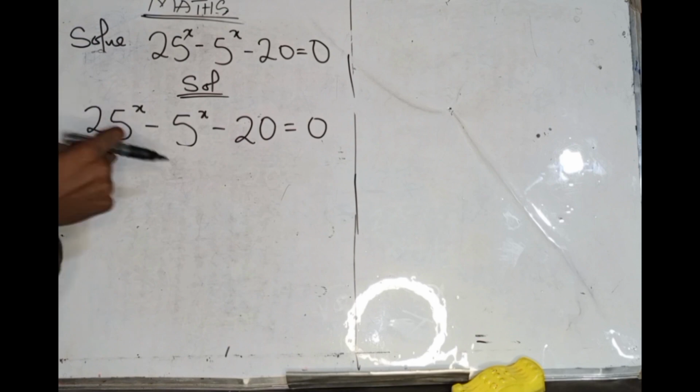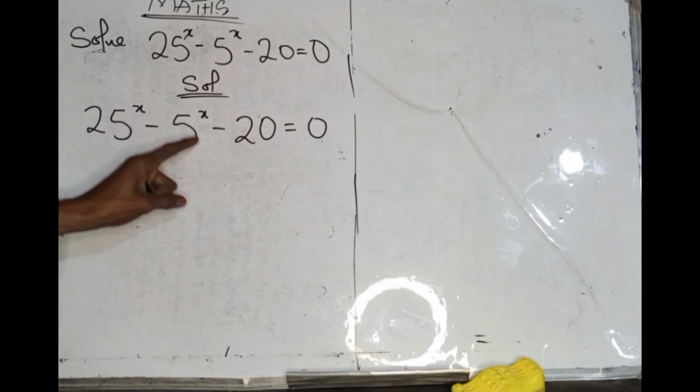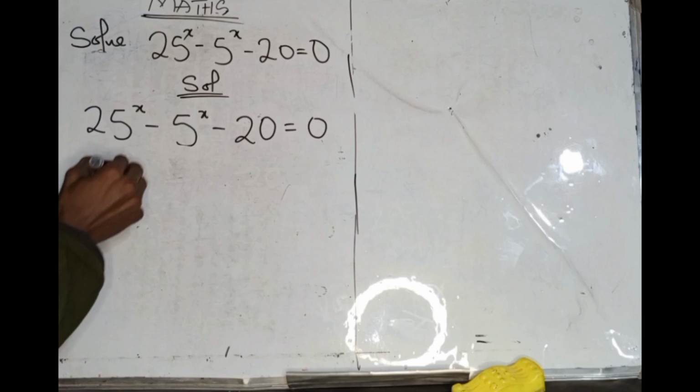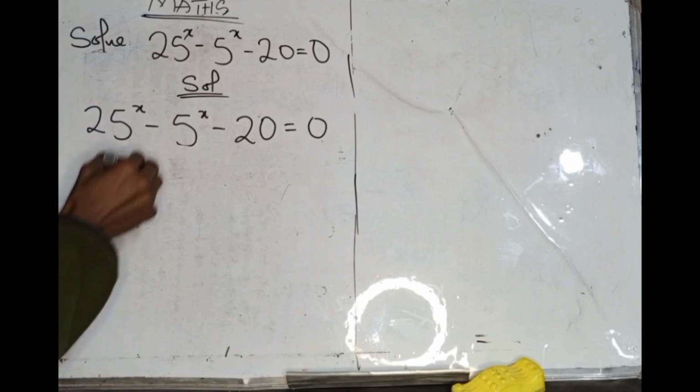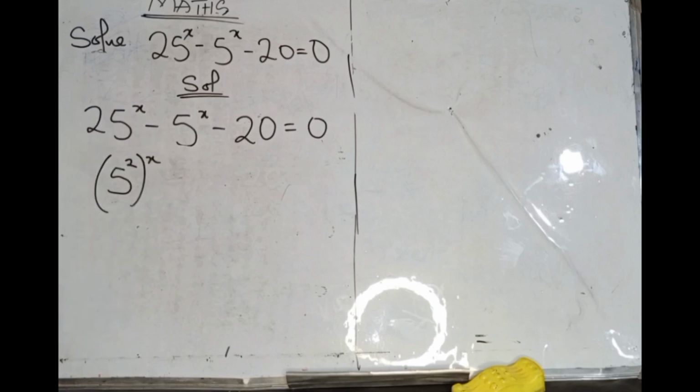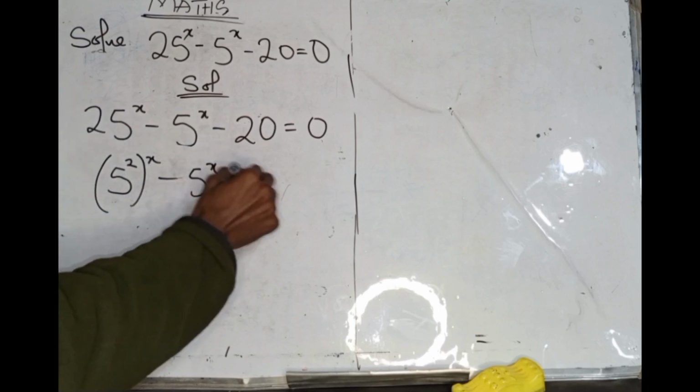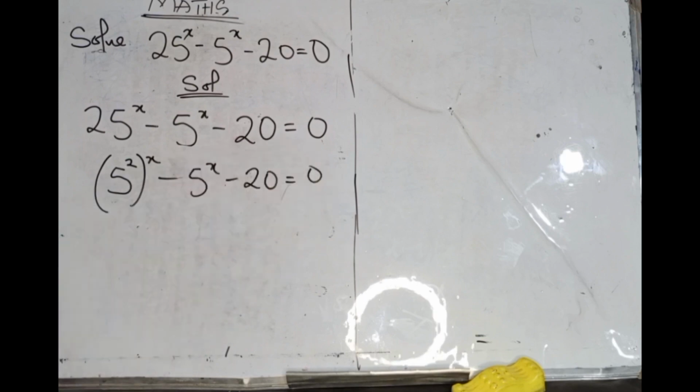So we have to look for a way to modify the first term so we can recreate this middle term in the first term. All right. Now, how do we go about that? This 25 now, guys, can be written as 5 raised to the power of 2, then all raised to the power of x this way. Then minus 5 raised to the power of x minus 20 is equal to 0.